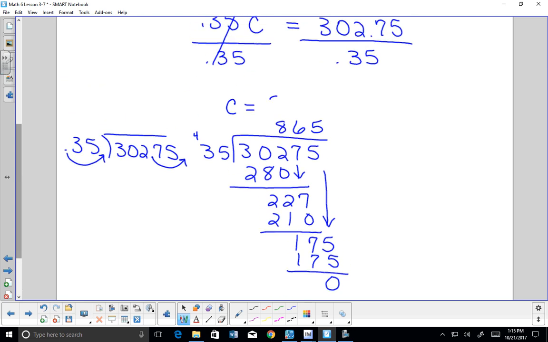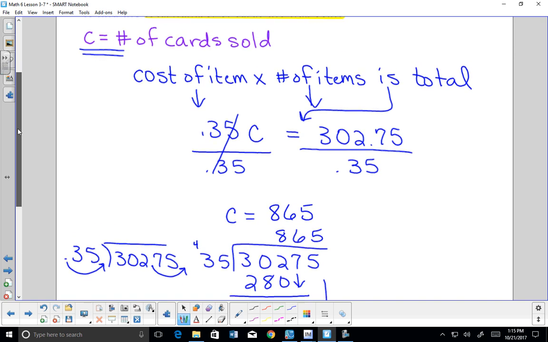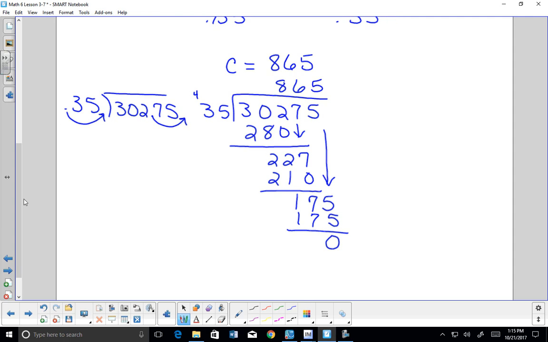But it's been such a long time since I've done my problem, my brain says I can't remember what C stood for. Go back up and it's, oh, that's the number of cards I sold. So it says for a fundraiser, how many cards did you sell? You sold 865 cards.